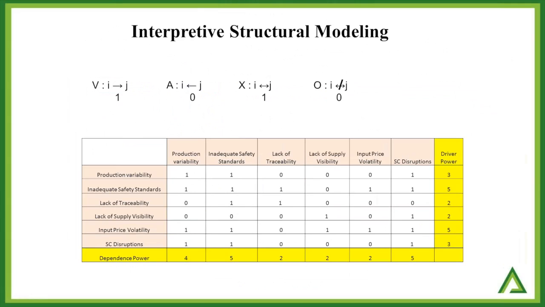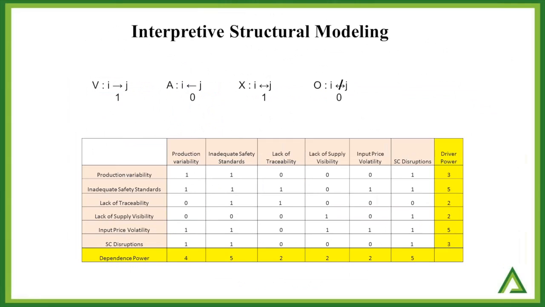You add up all the ones in columns. For example, for inadequate safety standards, it is 5. For lack of traceability, it's 2, and so on. So what it essentially tells is how many risks are impacted by one particular risk. So production variability, how many risks it is impacting. So that becomes its driver power. It obviously includes itself. Similarly, dependence power means how much one particular risk gets impacted by other risks. So the dependence power for production variability is 4, including itself. That means it is getting impacted by 3 other risks.